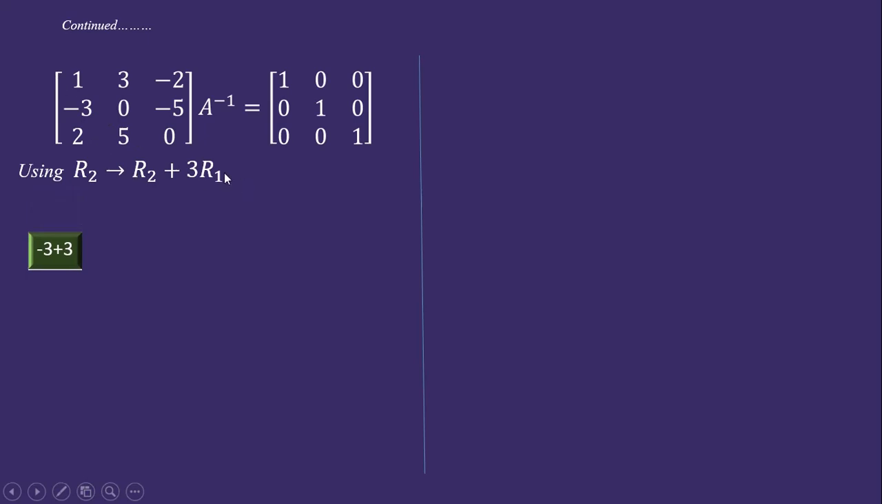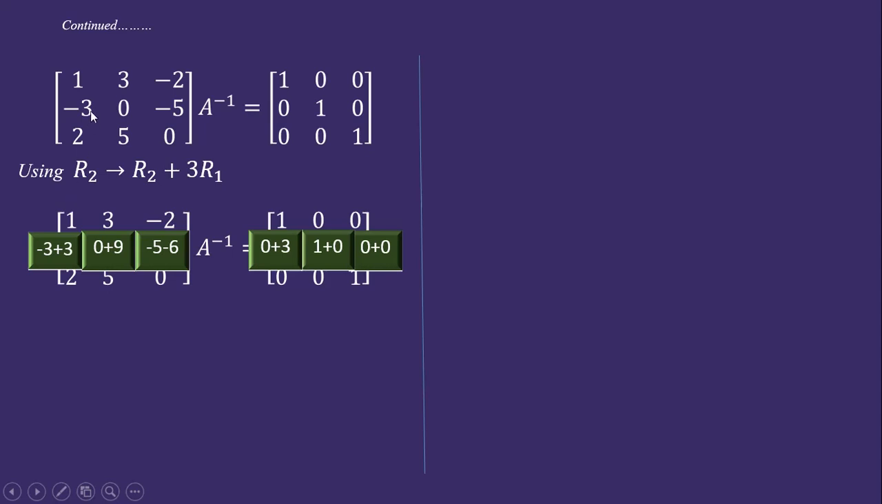Here R2 plus 3 R1, that is minus 3 plus 3 into 1. We get minus 3 plus 3. 0 plus 3 into 3. So we get here 0 plus 3 into 3 is 9. Then R2 plus 3 R1: minus 5 plus 3 into minus 2. That is minus 5 minus 6. Okay. Now same transformation on RHS. R2 plus 3 R1: 0 plus 3 into 1, 1 plus 3 into 0, 0 plus 3 into 0. Okay. Now we write the first row as it is: 1, 3, minus 2.